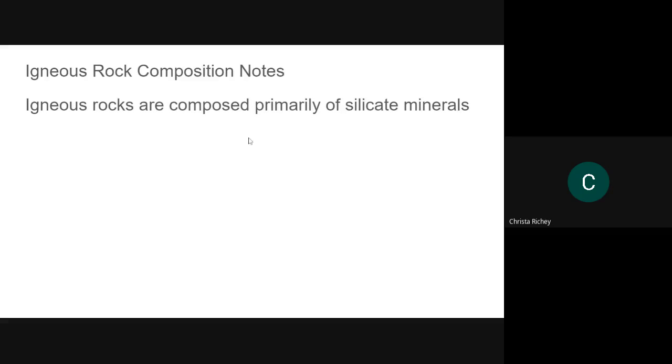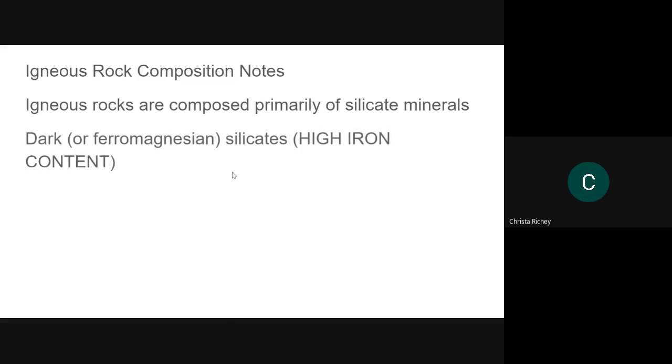But for the composition, we're still doing igneous. Most of your igneous rocks are primarily composed of silicates, which is silica, silicon and oxygen, normally one silicon and two oxygens, but you guys don't need to memorize the chemistry behind this. Now, you have two major types of silicates. Your dark ones are ferromagnesian, which means that they're primarily iron and magnesium. Very, very high iron content, and they tend to be more dense.